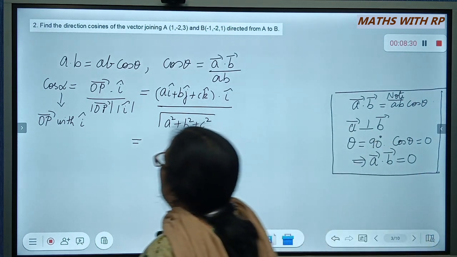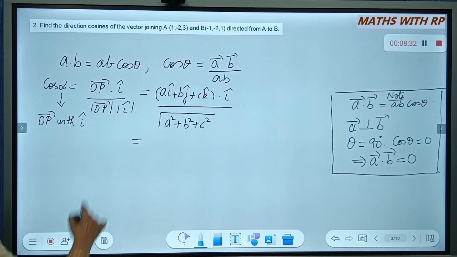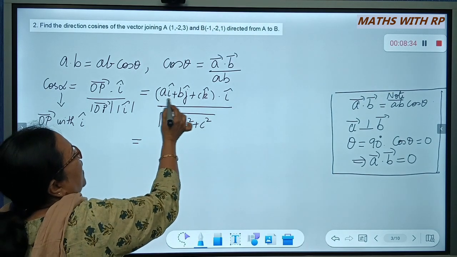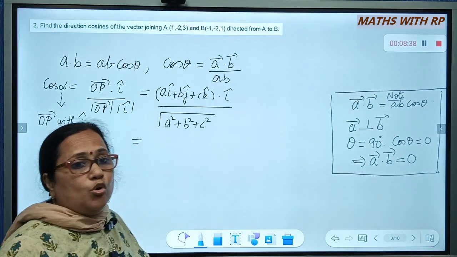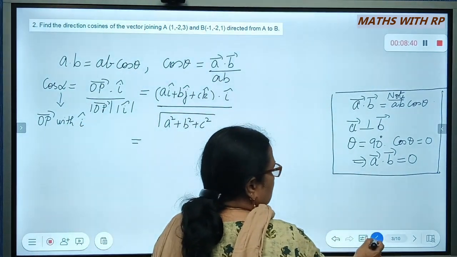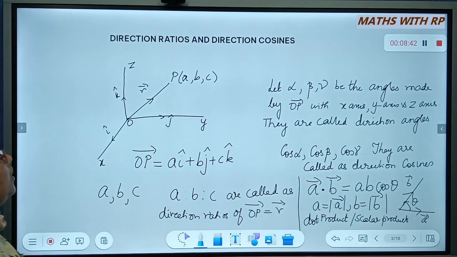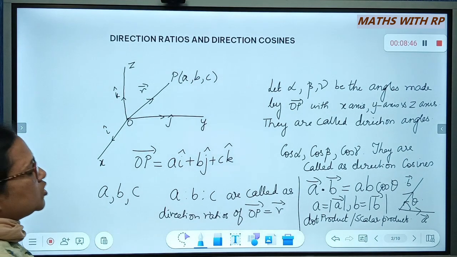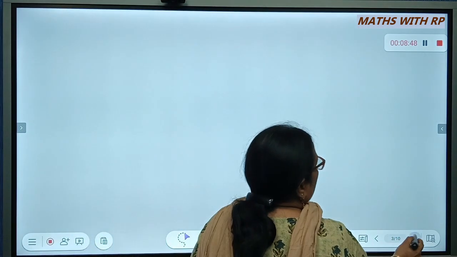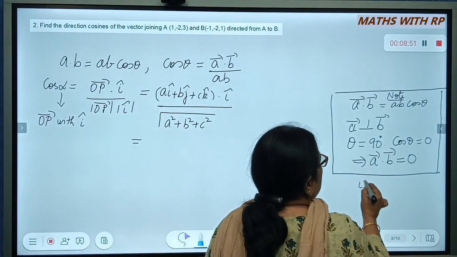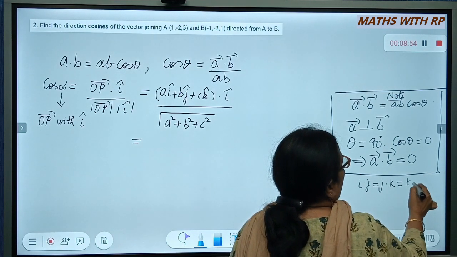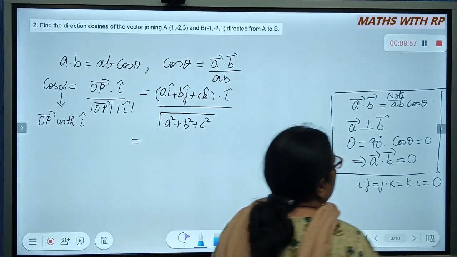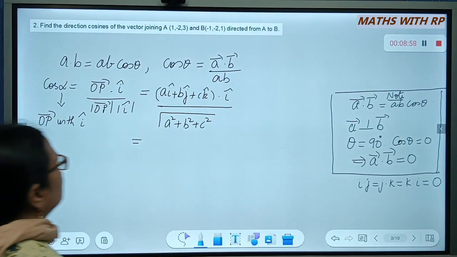Okay. Now, cos alpha is a i plus b j plus c k dot i. Let me go again to the earlier slide. i, j, k are three mutually perpendicular axes, right? So, i dot j equals j dot k equals k dot i. They are all mutually perpendicular. Therefore, they will be 0.